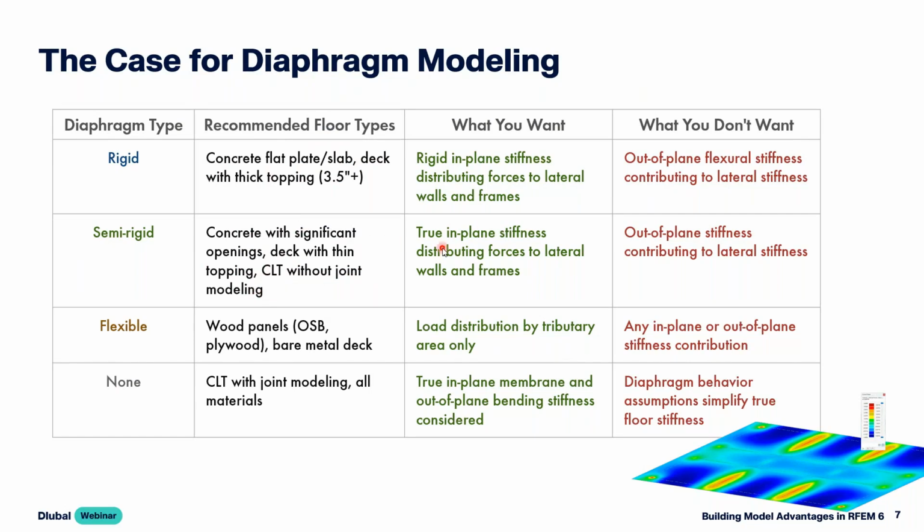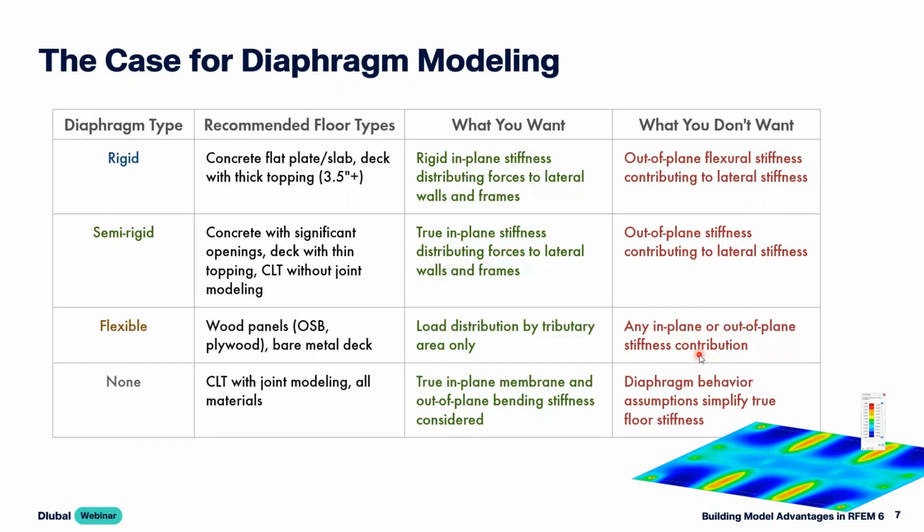For semi-rigid, we want the true in-plane stiffness to distribute the forces to the lateral walls and frames. So rather than a fully rigid, we want the true in-plane stiffness to be used in that in-plane direction. But similar to a rigid diaphragm, we do not want the out-of-plane stiffness to contribute to the lateral stiffness. The third diaphragm type is flexible. So this might be used for something like a floor made up of wood panels, such as OSB or plywood, or we have a bare metal deck, where ultimately we want this floor to distribute the loads based on tributary area only. We do not want any in-plane or out-of-plane stiffness contribution from the floor itself.